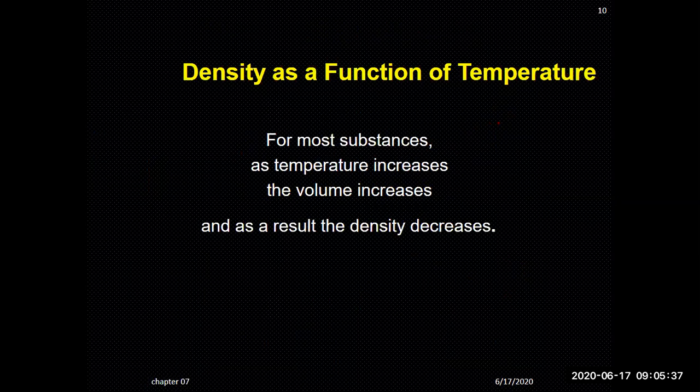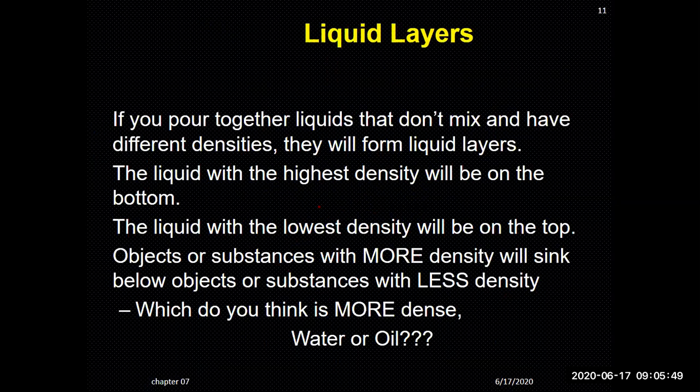So, density as a function of temperature. For most substances, as temperature increases, the volume increases, like gases and liquids as well. As a result, the density decreases. Now liquid layers. If we pour together liquids that do not mix and have different densities, they will form liquid layers. The liquid with the highest density will be on the bottom, and the liquid with the lowest density will be at the top. Objects or substances with more density will sink below objects or substances with less density.